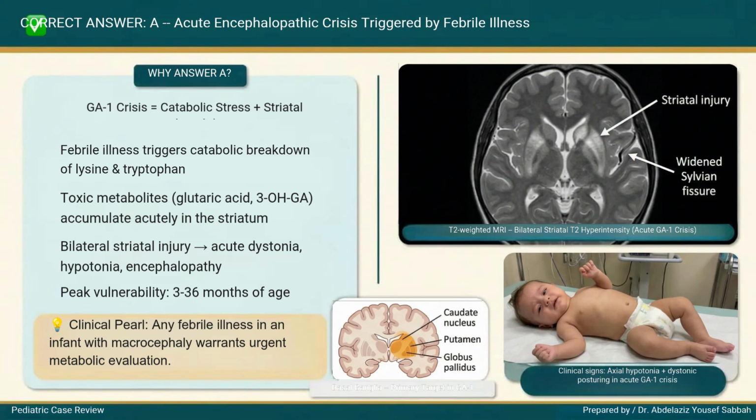During catabolic stress, febrile illness triggers massive breakdown of lysine and tryptophan. Toxic metabolites, specifically glutaric acid and 3-hydroxyglutaric acid, accumulate acutely in the striatum. This causes bilateral striatal injury, leading to acute dystonia, hypotonia, and encephalopathy. The peak vulnerability window is between 3 and 36 months of age. Remember this clinical pearl: any febrile illness in an infant with macrocephaly warrants urgent metabolic evaluation.